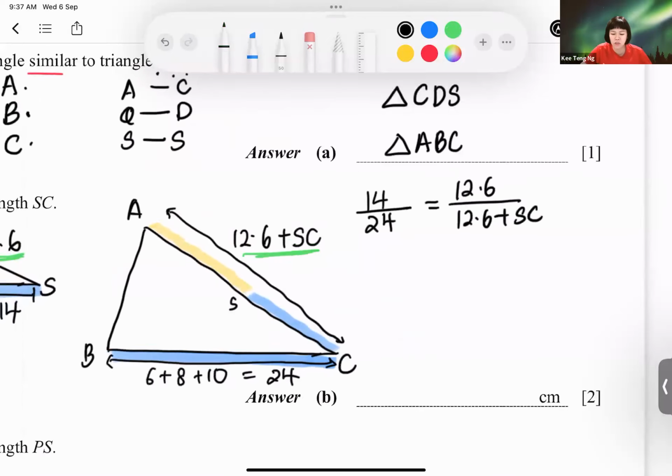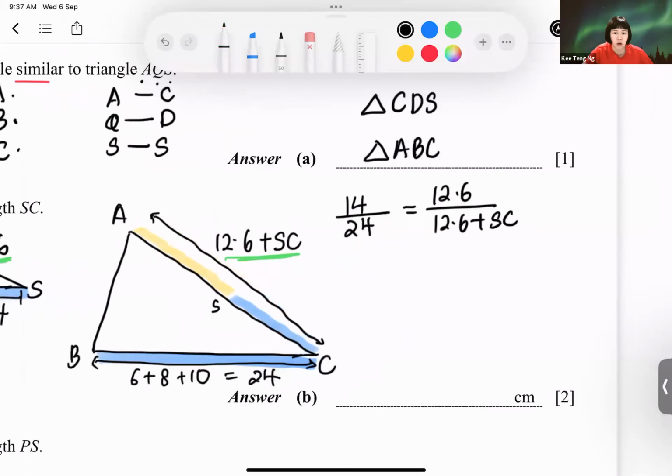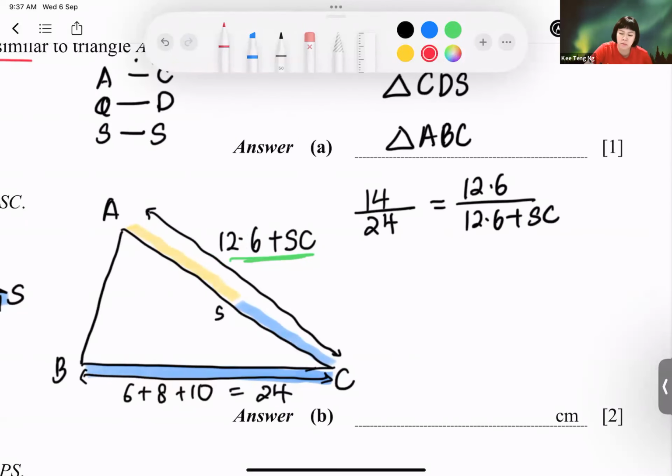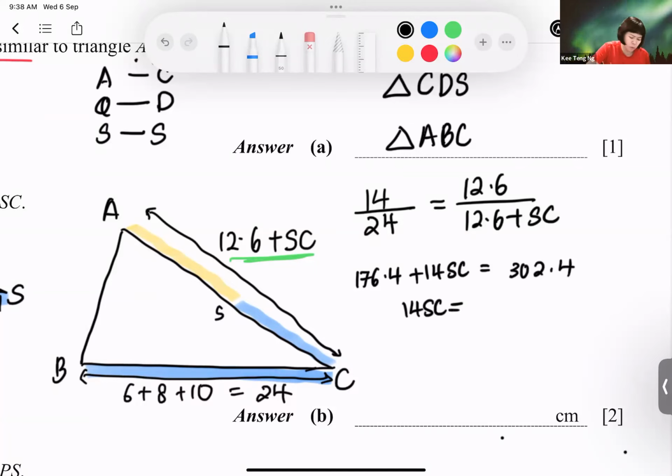Then this is just purely an equation. We're going to solve the equation. First step, cross multiplication. So we get 14 times 12.6, that will give you 176.4 plus 14 SC. And this one, 24 times 12.6, that gives me 302.4. Minus away 176.4, that gives me 126. SC equals, divide by 14, 9. Answer.